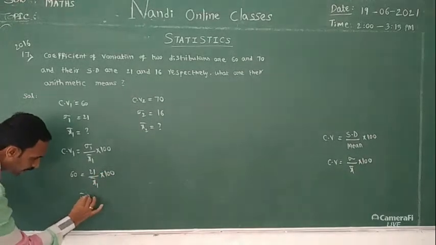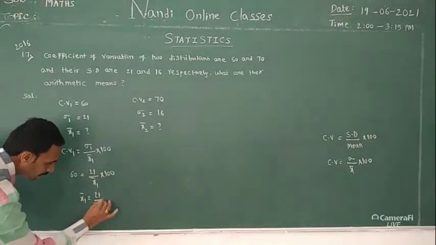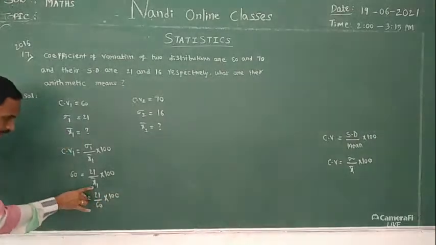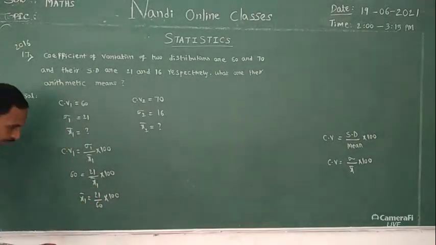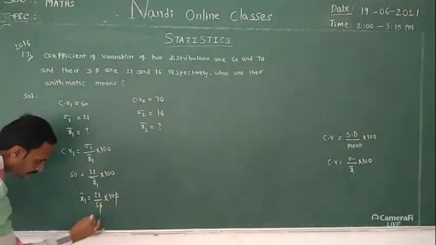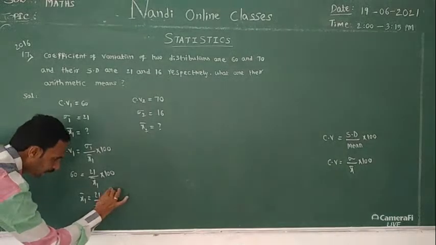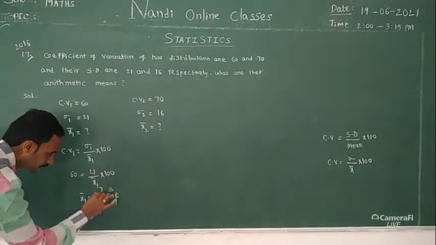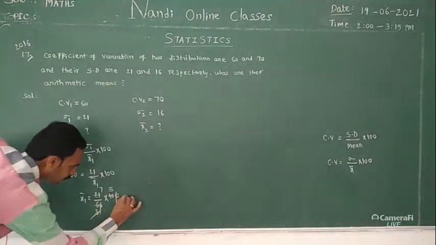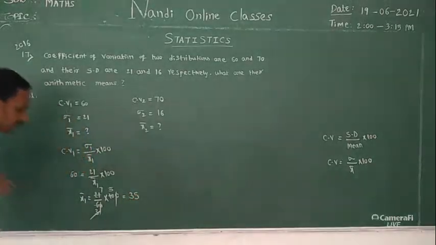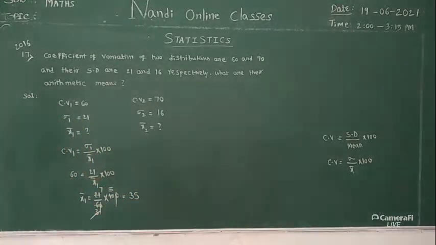Bring x1 bar to here, 60 to here. x1 bar is equal to 21 by 60 into 100. So 0, 0 cancel. 2, 3 times, 2, 5 times cancel. 3, 1 times, 3, 7 times cancel. So it is equal to 35. The first arithmetic mean is 35.